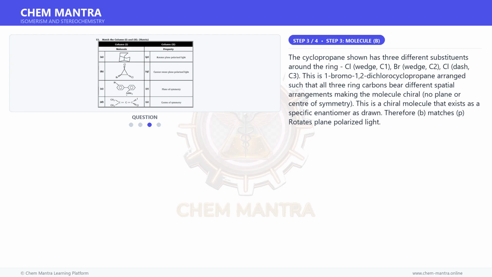Moving on to the next step. The cyclopropane shown has 3 different substituents around the ring: Cl, wedge C1, Br, wedge C2, Cl-C3. This is 1-bromo-1,2-dichlorocyclopropane, arranged such that all 3 ring carbons bear different spatial arrangements, making the molecule chiral, with no plane or center of symmetry. This is a chiral molecule that exists as a specific enantiomer as drawn. Therefore, B matches P, rotates plane polarized light.